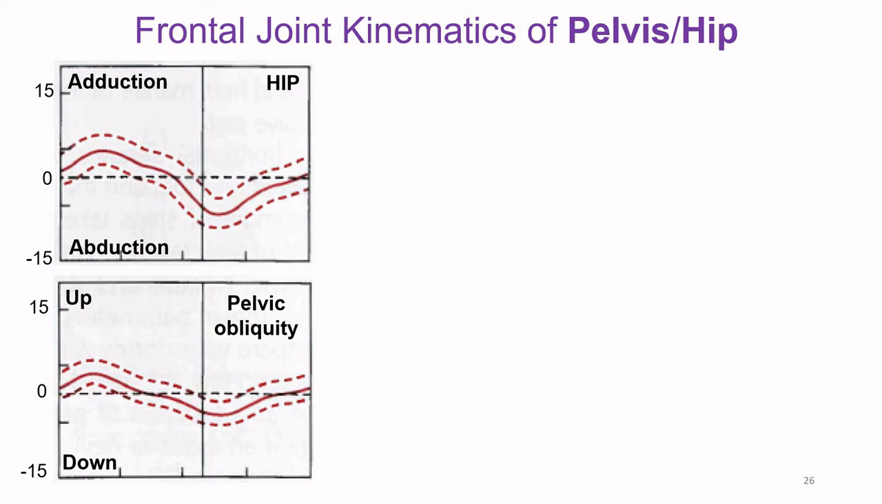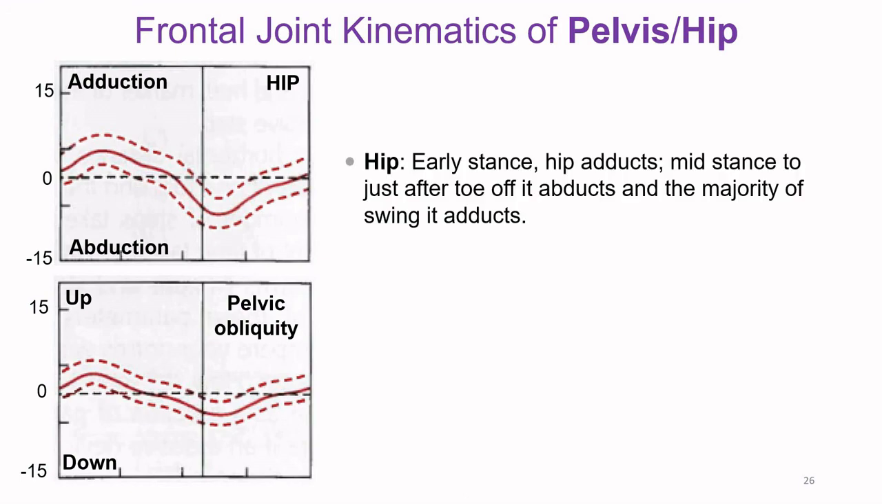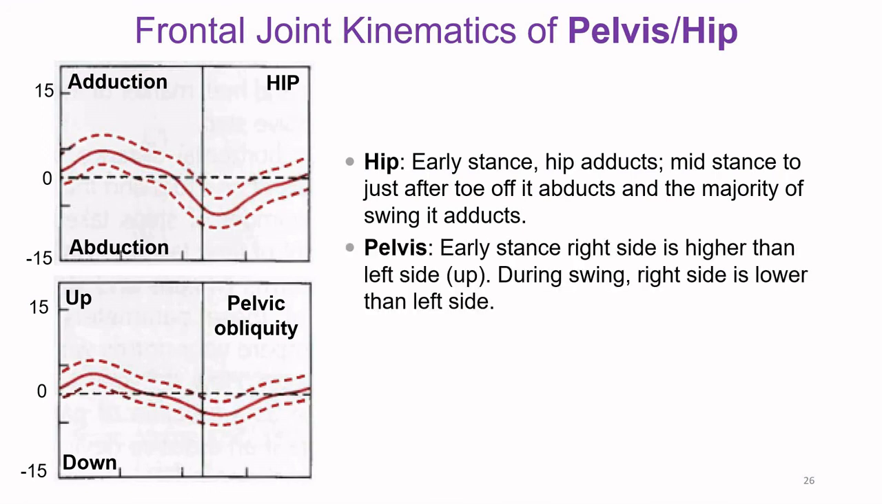Let's quickly review the frontal plane kinematics of the hip and the pelvis that we just went through. For the hip, we see the hip adducts in early stance, it abducts from mid-stance to toe off, and finally it adducts for the majority of the swing phase. For the pelvis, early in the stance phase, the right side of the pelvis in our right-sided gait cycle is higher than the left side. During the swing phase, the right side of the pelvis is lower than the left side.